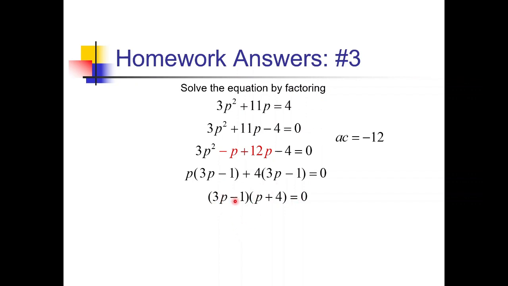So if 3p minus 1 equals 0, that means I can add 1 and write 3p equals 1. And then just dividing by 3, we get p equals 1/3. And then for p plus 4, negative 4 plus 4 is 0, so I get that p-value pretty quickly there.